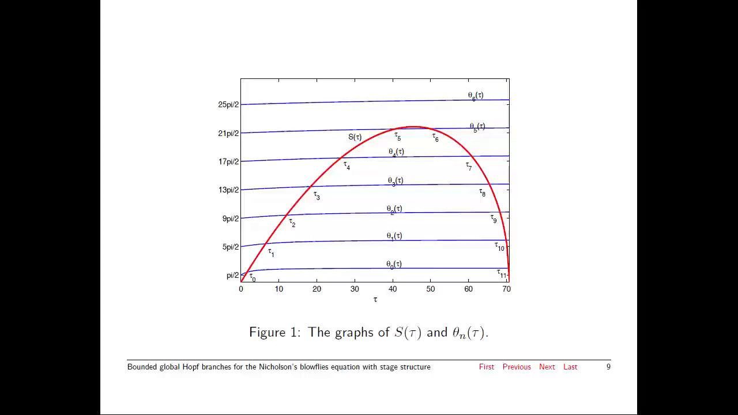And also the red curve is the function of S, S of tau. S of tau is first increasing and then decreasing, and also a concave down function. And also at two ending points, S is always equal to 0. So then the existence of a pair of purely imaginary eigenvalues is only possible if S and theta n have intersections. So next we should investigate when S and theta n have intersections.